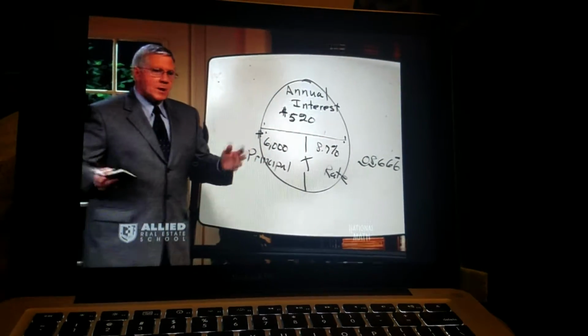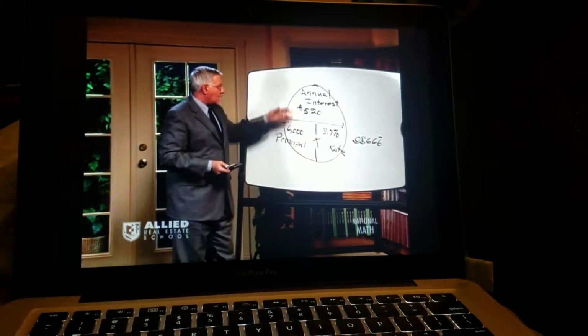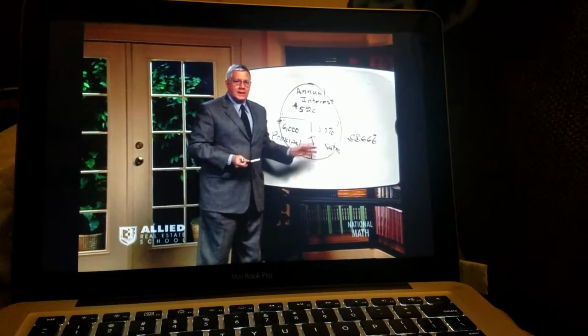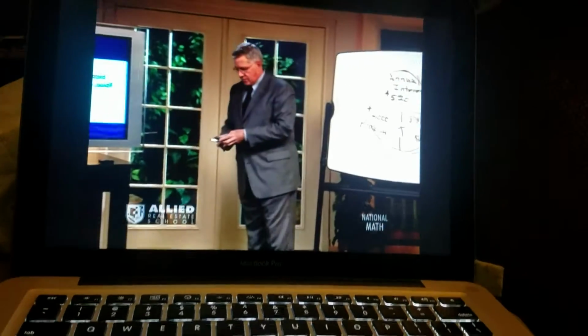So we looked at the problem. We said the annual interest is 520. The principal is 6,000. We did the division, got a decimal, converted to a rate. We should be able to look down at our A, B, C, and D and pick out the correct answer for that.